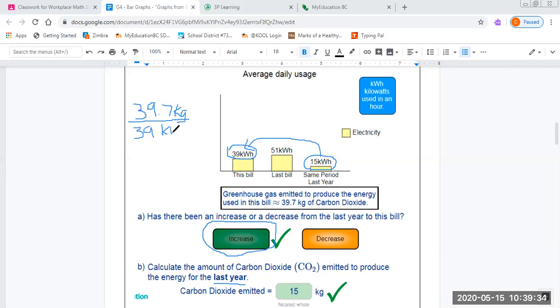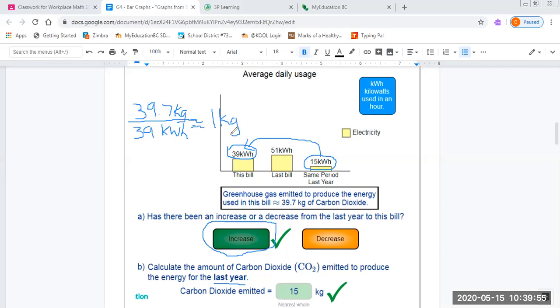So what we're seeing here is if we plug this into our calculator, we're going to get a number that you're going to see is pretty much 1. So 39.7 divided by 39 is going to be pretty close to 1. So I'm just going to put an approximate sign, and then we'll use the calculator exactly. But it would basically be about 1 kilogram for every kilowatt.